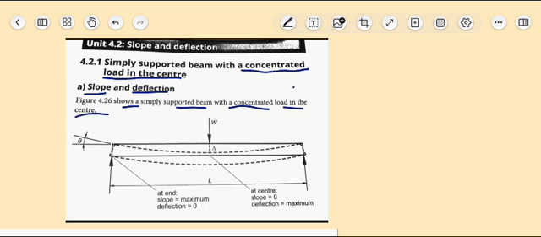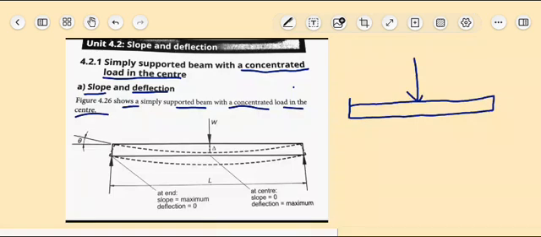So let's say you have a beam. I apply the point load there. You can say this is a point load, or you can use W if you want. Here we have your reaction at the end. Remember, for a simply supported beam, the reaction must be at the end.